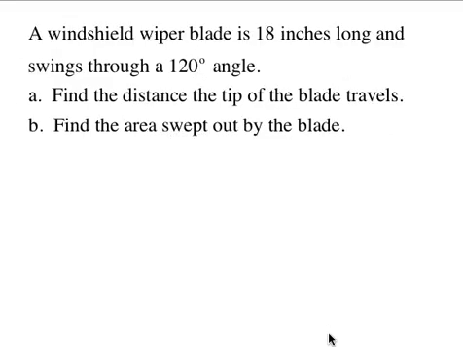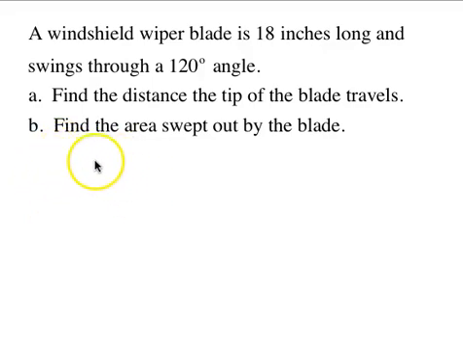Next we have a windshield wiper that is 18 inches long and swings through a 120-degree angle. So we have to visualize this. The radius is 18 inches. The angle is 120 degrees. What we have here is a sector, like a piece of pizza cut through the center. We want to find the distance traveled by the blade.